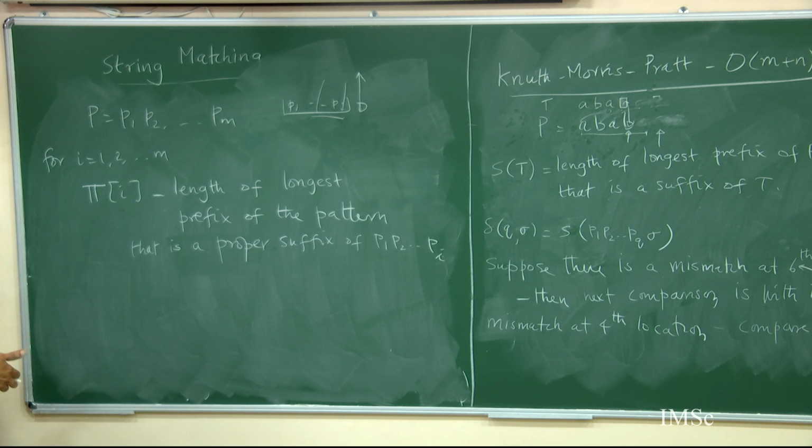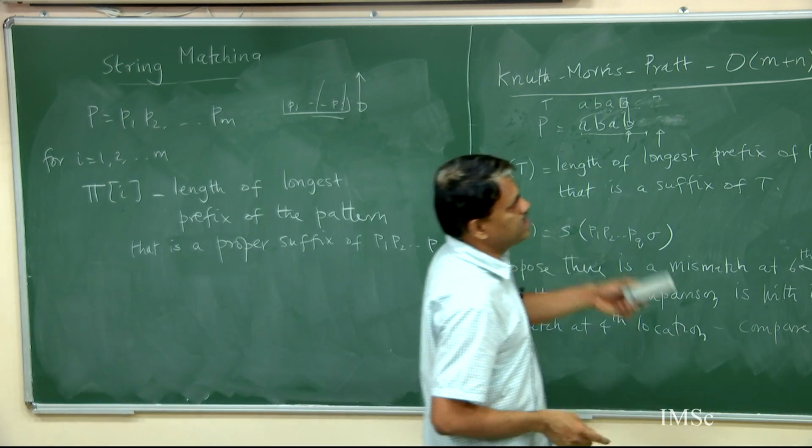How do I compute pi I, and using pi I, how do I run my text? I just told you, but how much time does it take? It requires some non-trivial analysis. So, let us do it on that example.